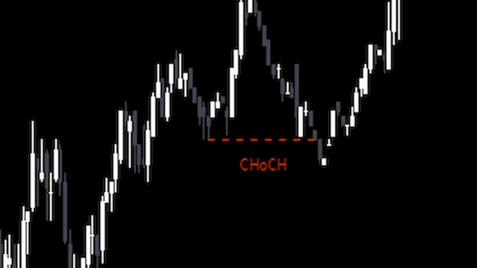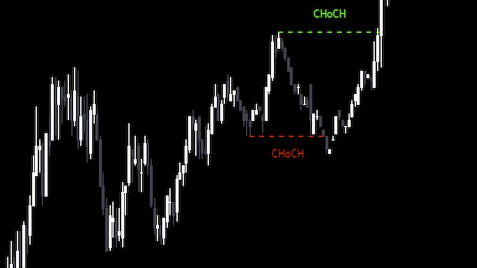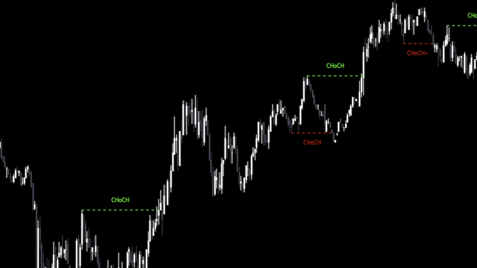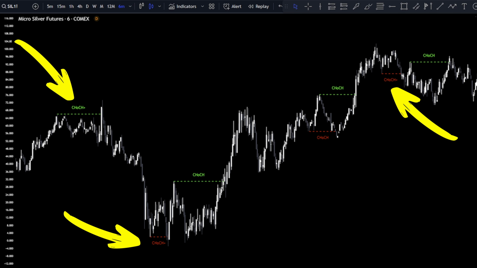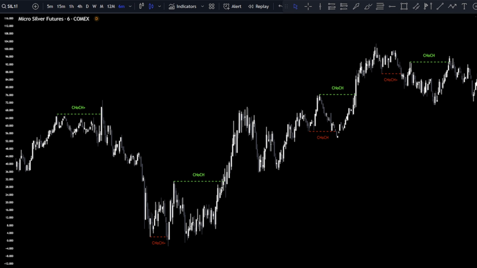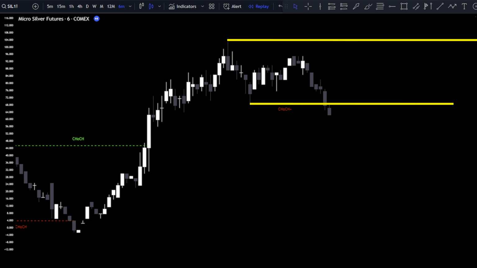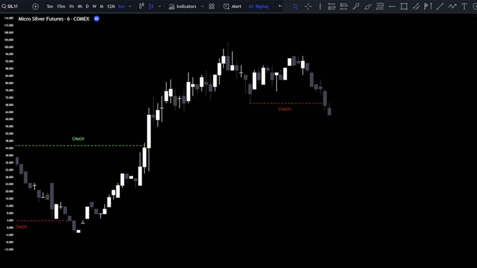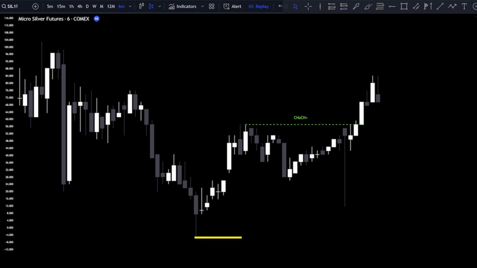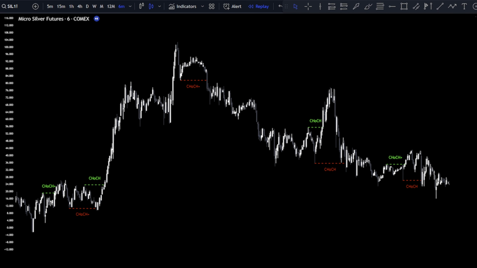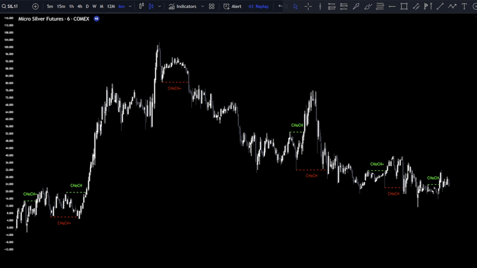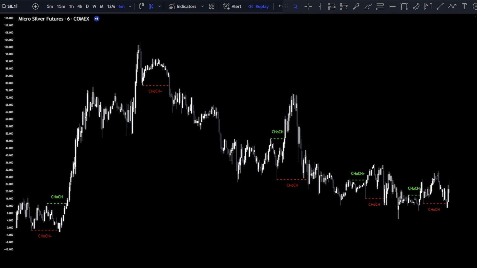And then there's the supported CHOCH or CHOCH plus. A CHOCH plus has early signs of a trend reversal. This means that before the CHOCH appears, there was already a sign of weakness in the trend. For instance, in an uptrend, if the price fails to make a new higher high before breaking a swing low, this is labeled a bearish CHOCH plus. In a downtrend, if the price fails to make a new lower low before breaking a swing high, this is labeled a bullish CHOCH plus. So CHOCH plus is more reliable than a regular CHOCH because it shows that the trend was already weakening before the actual reversal signal.